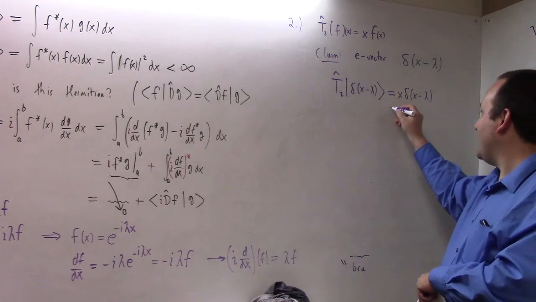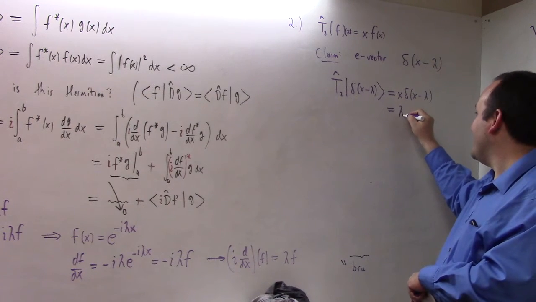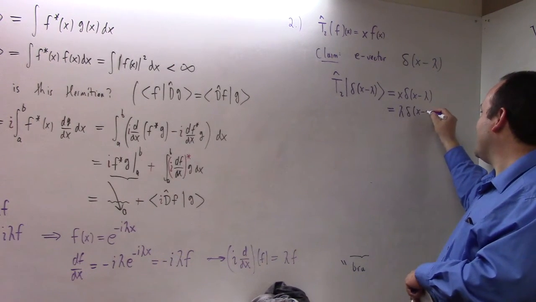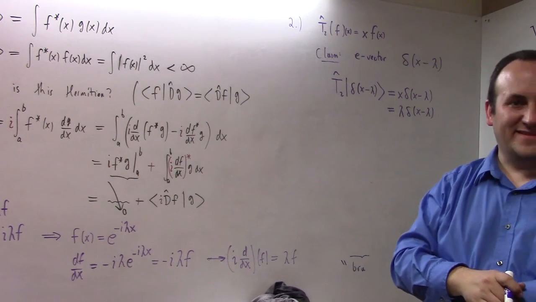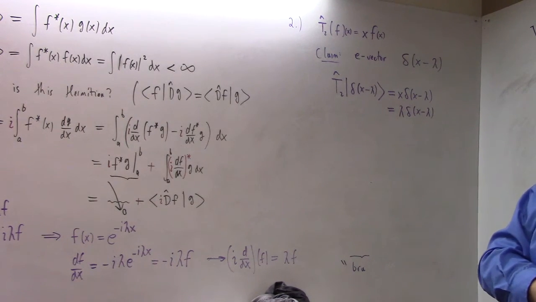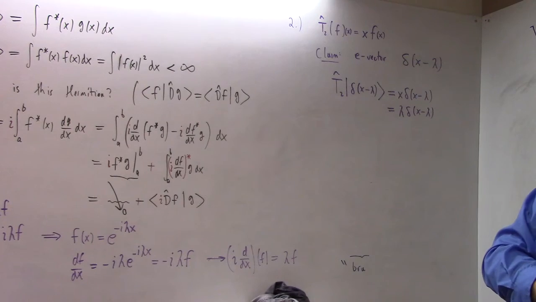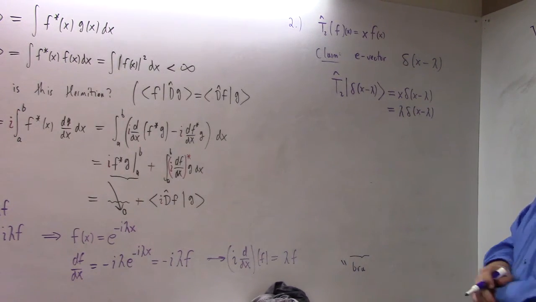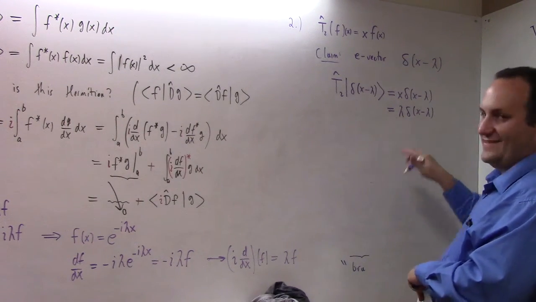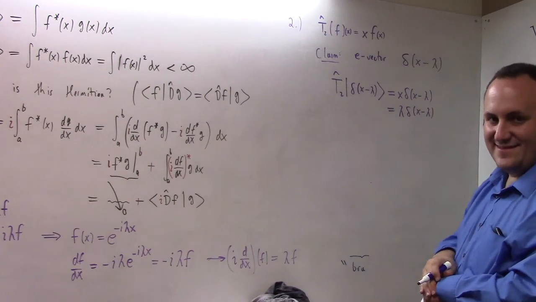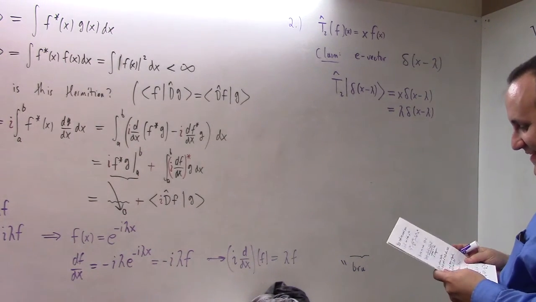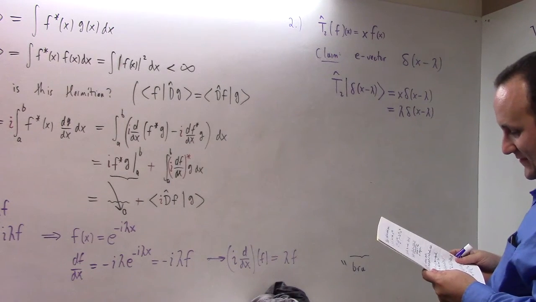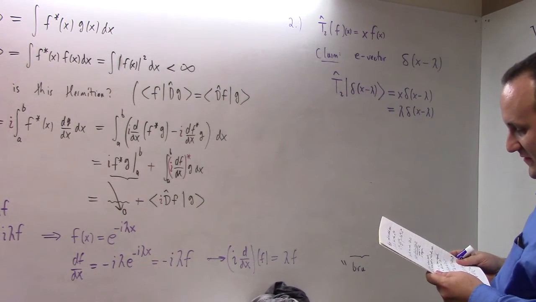So if you think about the cases, I can just as well write lambda delta of x minus lambda, because the only place it's non-zero is when x is equal to lambda, so that's the same. Bam, eigenvector. Eigenvalue lambda. That's some formal nonsense right there. Now this should actually be understood, of course, in terms of integration.